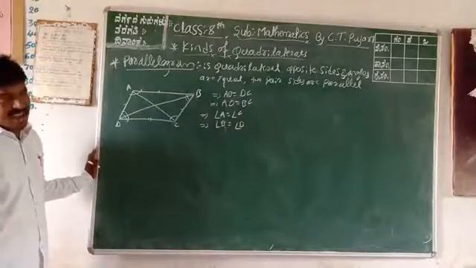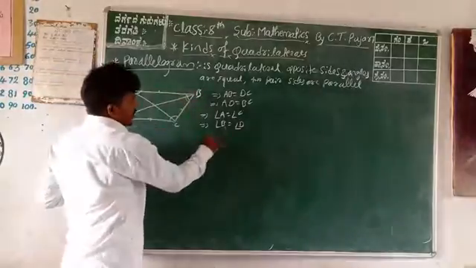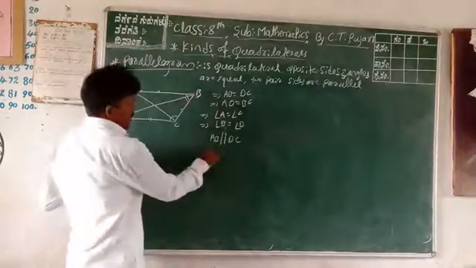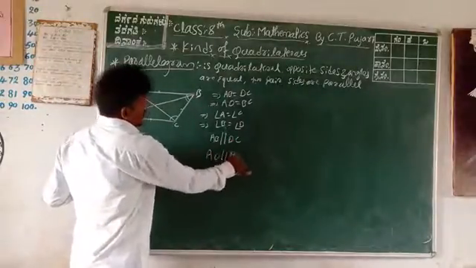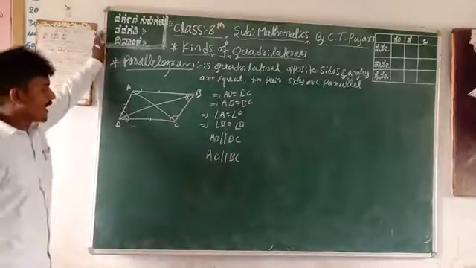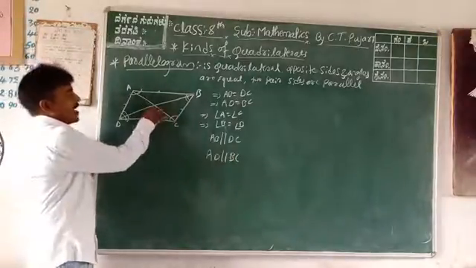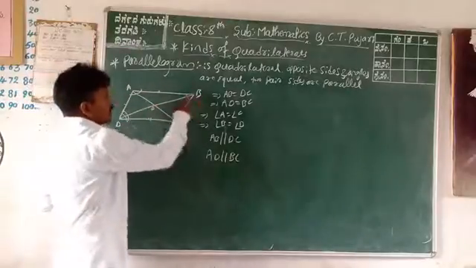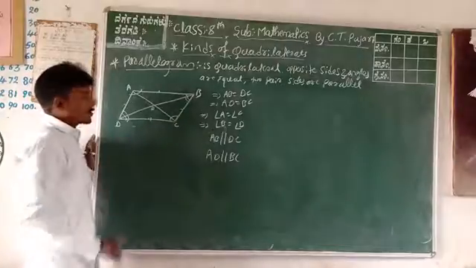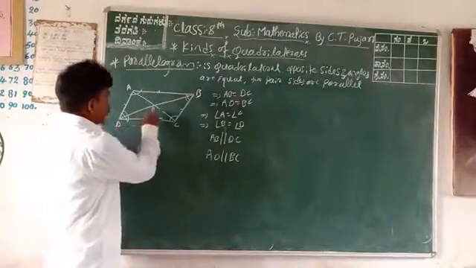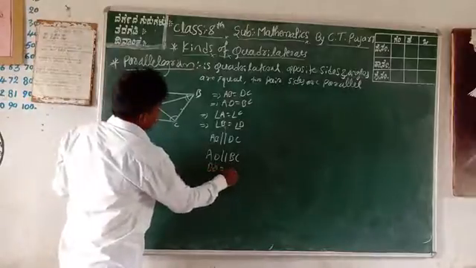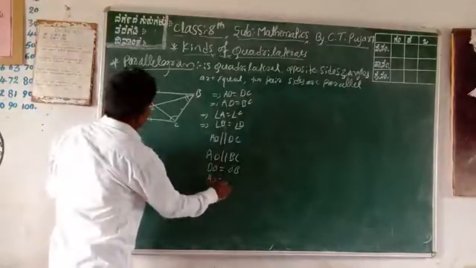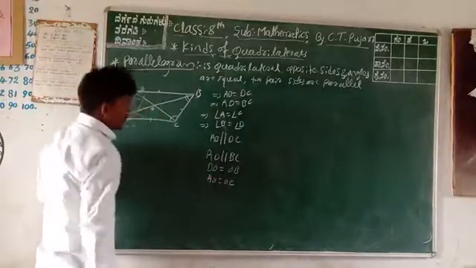What about next? Two pairs of parallel lines. AB is parallel to DC, and also AD is parallel to BC. Two pairs of parallel lines are here. You can mention the points. Two diagonals are here. AC is a diagonal, BD is also a diagonal. The diagonals bisect each other, so the halves of the diagonals are also equal. Therefore, DO is equal to OB, and also AO is equal to OC in the diagonals.